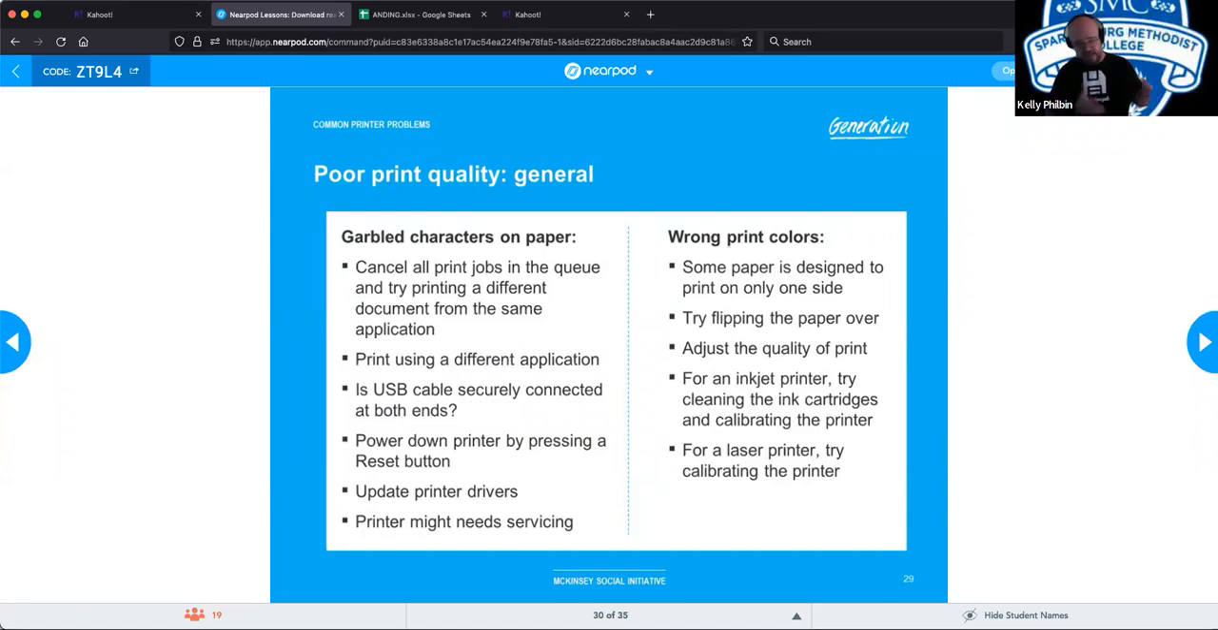So cleaning and recalibrating. And for a laser printer, try recalibrating as well, because remember, for every single color that you add on a laser printer, it has to run through that 7-step process for each page every time. So color laser printers are much bulkier than just a regular laser printer.